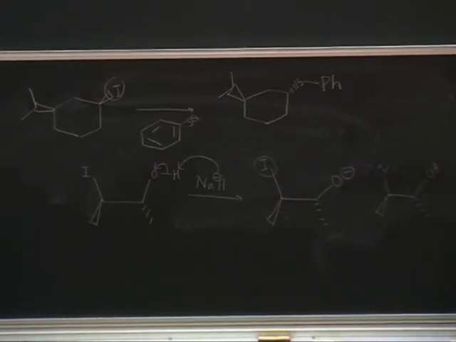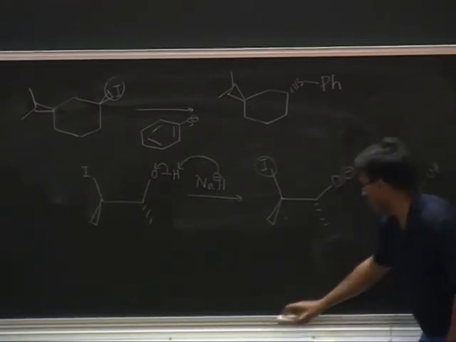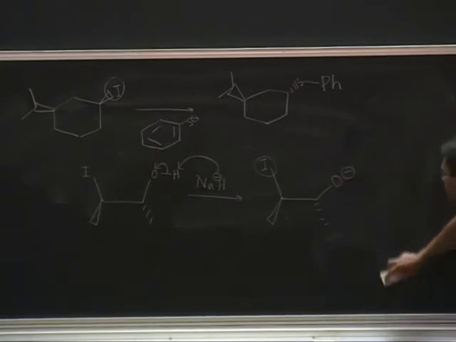Intramolecular is better, all right? Because I can punch myself faster than I can punch someone else. Having a tethered nucleophile is always better, all right? So intramolecular is always favored, and we will see that.